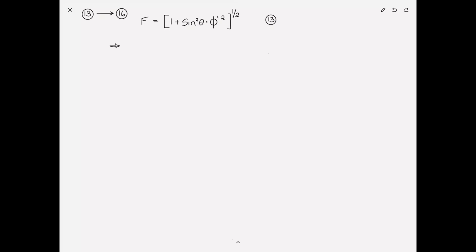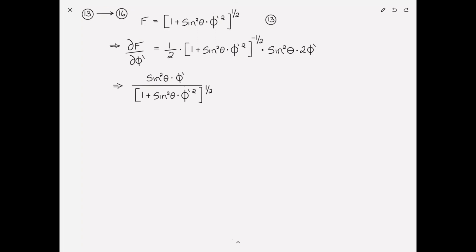All right, let's go. So to find the partial derivative of f with respect to phi prime, we're going to use the chain rule here, so that's just 1/2 times what's in the brackets to the power of minus a half, times the derivative of the inside with respect to phi prime, and that's just sine squared theta times 2 phi prime. And we can rewrite that as, notice the 2 cancels the half, sine squared theta times phi prime divided by 1 plus sine squared theta times phi prime squared, all to the power of 1/2, and that's equal to C1, our constant. Number 17.